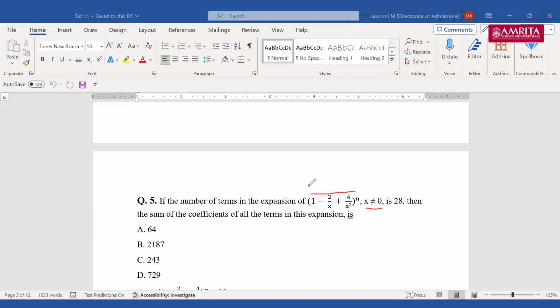Number of terms in the expansion of this one is 28. Then our sum of the coefficients of all terms in the expansion.